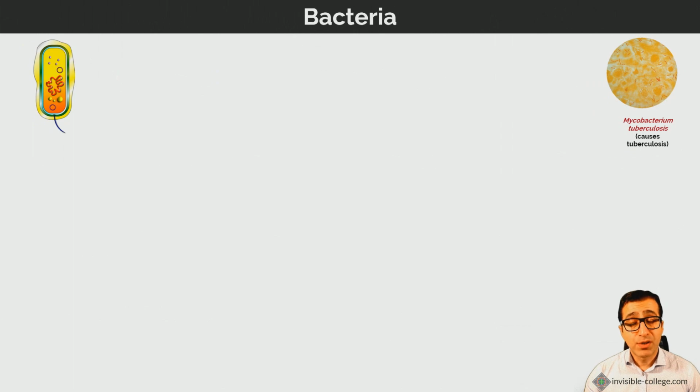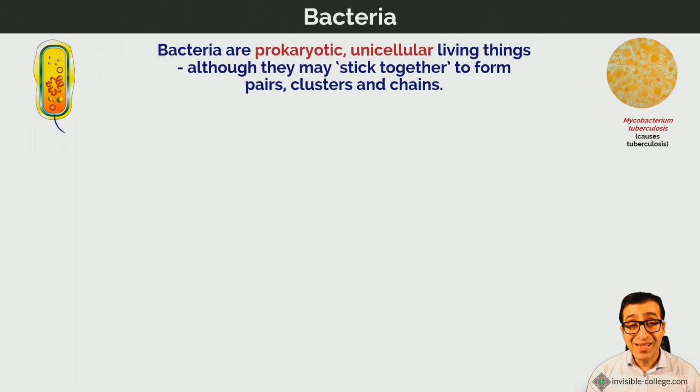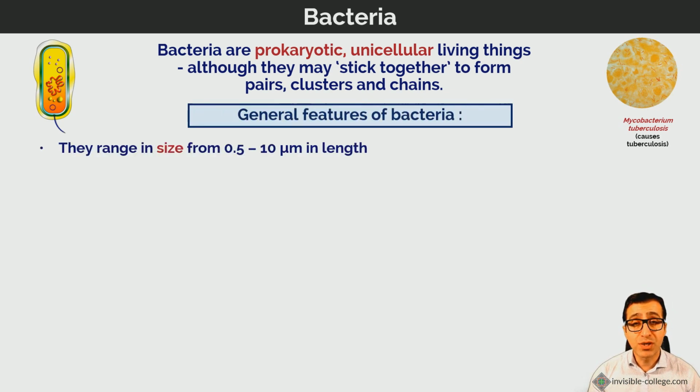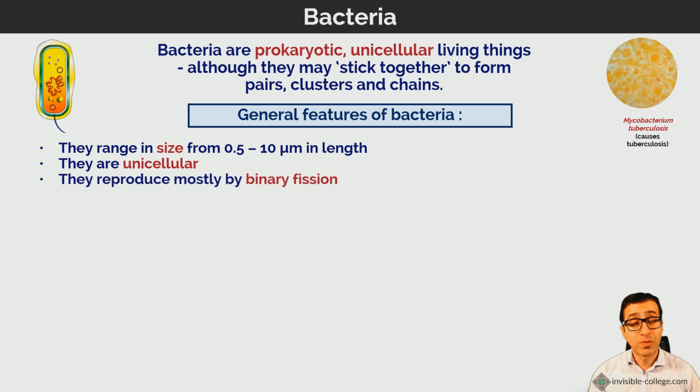So, to summarize, bacteria are prokaryotic unicellular living things, although they may stick together to form pairs, clusters, and chains. The general features of bacteria are that they range in size somewhere between 0.5 and 10 micrometers in length, anything from 20 to 100 times smaller than eukaryotic cells. They are unicellular. They reproduce mostly by a form of cell division called binary fission, which again is not quite the same as the cell division that you see in eukaryotes.